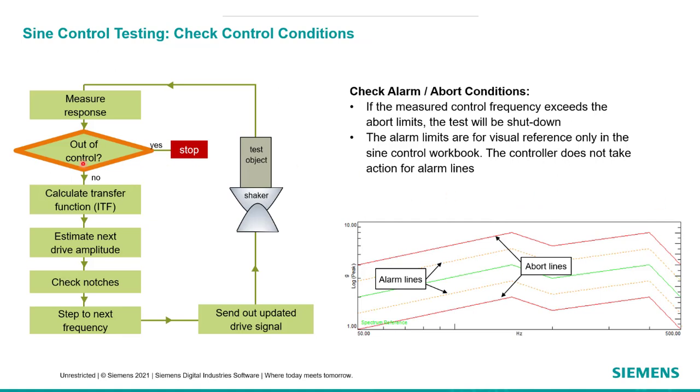Then the next stop in the algorithm is to check your control conditions, if it's in control or out of control. Just like in random control, you've got these alarm lines, and then you've got these not-to-exceed lines too. If any responses go outside those limits, then you want the test to gradually shut down.